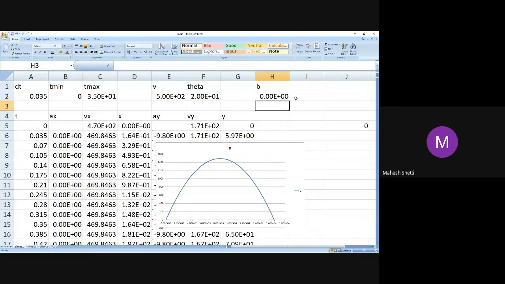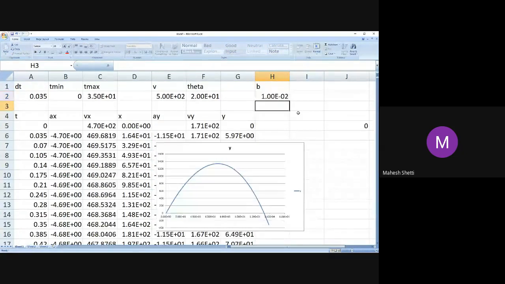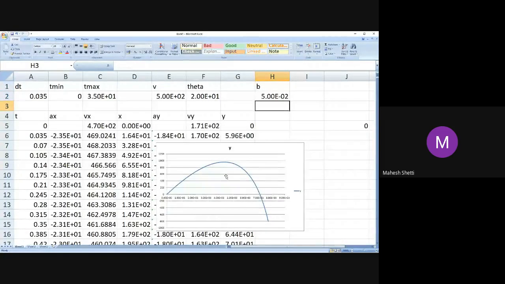But the moment I make this 0.1, or let me make it 0.01, instead of 1500, now it is not even reaching 1400. Let me make it 0.05. It is not even reaching 1000 meters. Moreover, it is no more a symmetric thing. What is the physical significance of this?